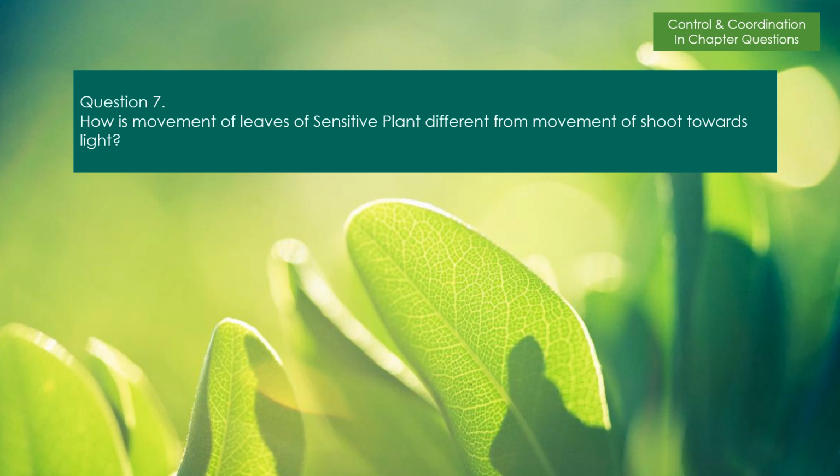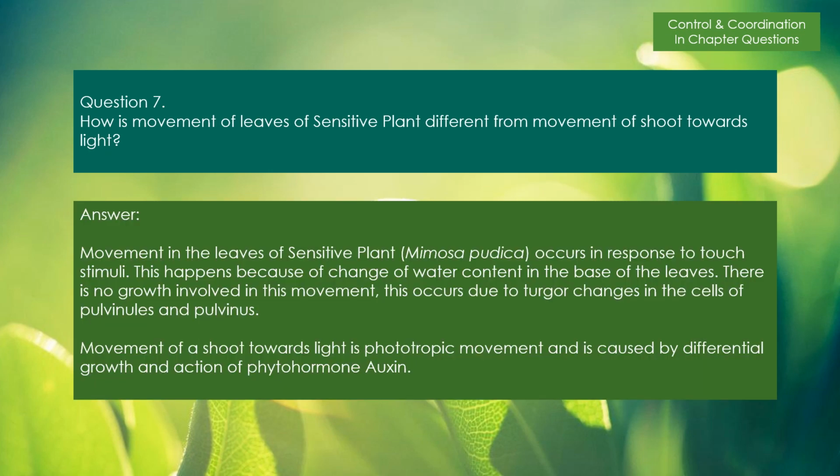Then, how is the movement of leaves of sensitive plants different from the movement of shoot towards light? Now, movement of leaves of a sensitive plant, which is your touch-me-not plant, Mimosa pudica, occurs in response to touch. This is not a growth related change, and it happens only because of change of turgor pressure or the change of water content in the base of the leaves. So at the pulvinus, the cells have a turgor pressure which changes, and because of which the leaves wilt.